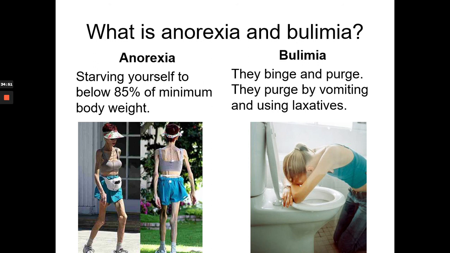Bulimia. People with bulimia are not necessarily skinny. They are, but they're not as skinny. Some of them are actually a little chunky. But the point is what bulimics do is they will binge, eat massive amounts of food, and then go purge it, meaning they go throw it up. So instead of just never eating at all, they will eat an entire large pizza by themselves, then go throw it up, and then go eat a large cake, and then go throw it up. They binge, and then they purge. Some of them use laxatives to make it go out the other way.